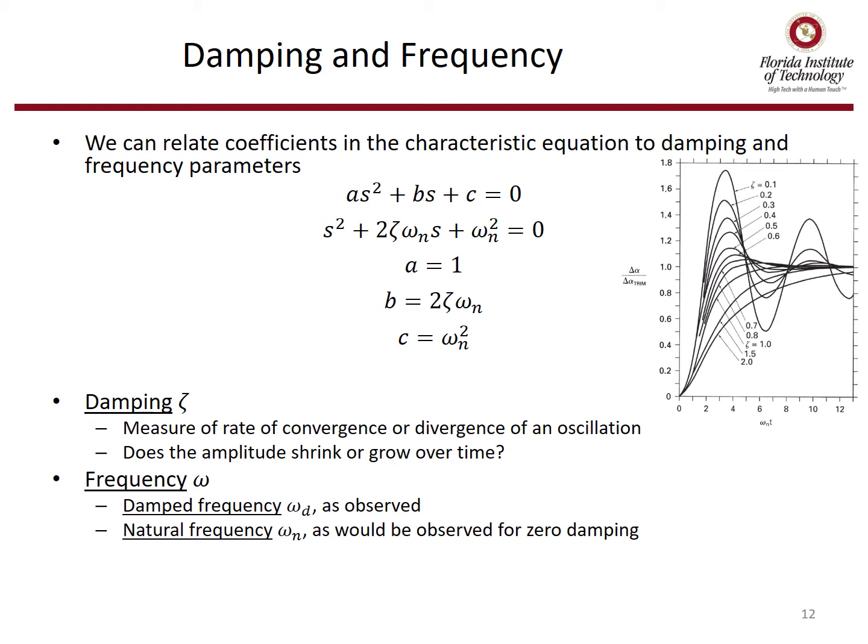The parameter zeta is called damping, or damping ratio, and it's a measure of the rate of convergence or divergence of an oscillation. Does the amplitude shrink or grow over time? We said earlier that frequency omega is radians per second, but in this case we have a subscript, either a d or an n. The damped frequency, omega sub d, is the frequency we'll observe from a time history. The natural frequency, omega n, is what we would observe if the damping was 0.